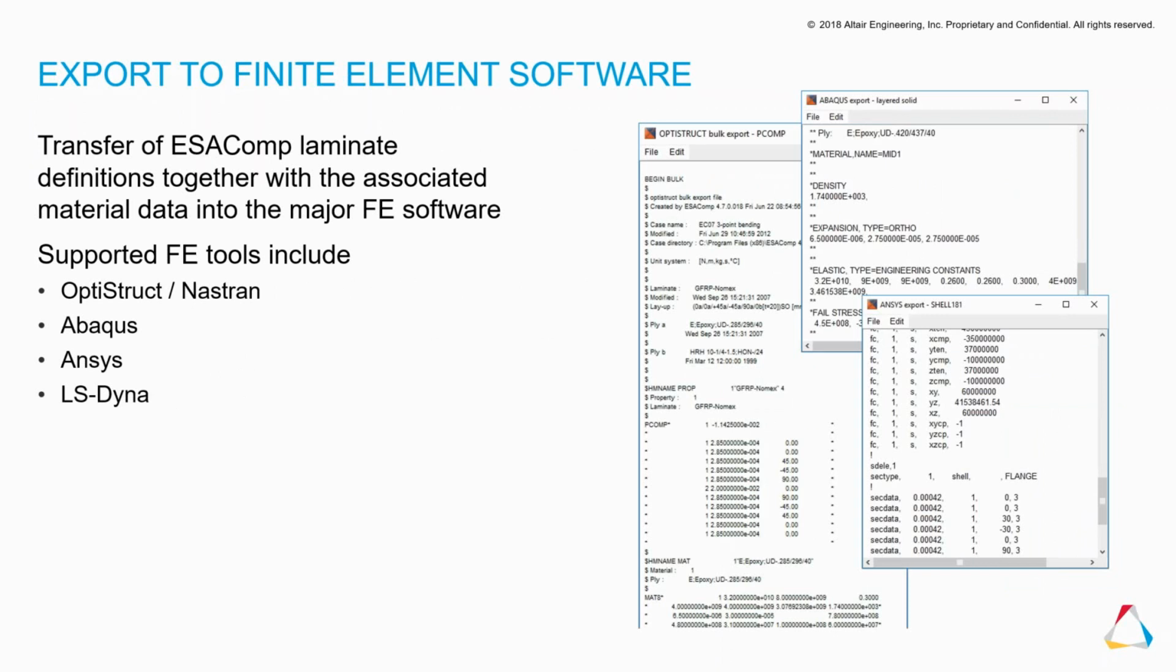For the laminate layup, of course, it's relevant if you do zone-based modeling. But one might also only want to use ESAComp to apply properties from ESAComp, and it's also possible to bring the ply properties and then do the modeling in the FE preprocessor using, for instance, ply-based modeling.